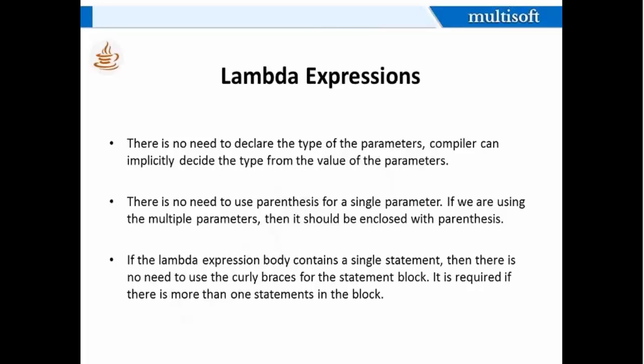Here we have seen that there's no need to declare the type of the parameters. The compiler can implicitly decide the type from the value of the parameter. There's no need to use parentheses for a single parameter; if we are using multiple parameters, then they should be enclosed with parentheses. And one more point is, if the lambda expression body contains a single statement, then there is no need to use the curly braces.